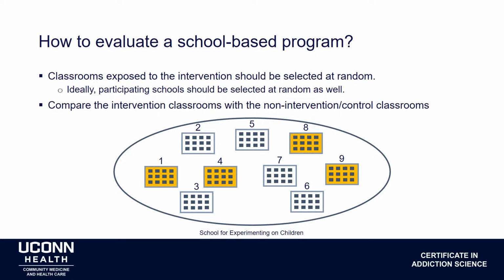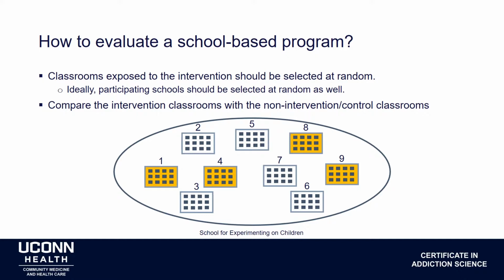Now, to make this a real evaluation study, we need to select classrooms at random to receive the intervention and then other classrooms to not receive the intervention. So we have an intervention group and a control group, and the control group can be kind of a pure control group where nothing happens to them, or they could be kind of a placebo control group. We give them some other intervention, just not an intervention related to substance use.